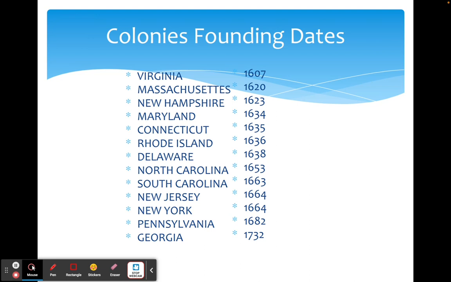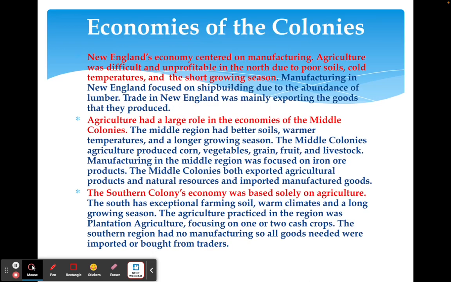So you can see here with the colonies' founding dates, the first colony founded is the colony of Virginia, founded in Jamestown in 1607. The second will be Massachusetts, founded by the Puritans in Boston. And then the other colonies are established over the next 130 or so years.